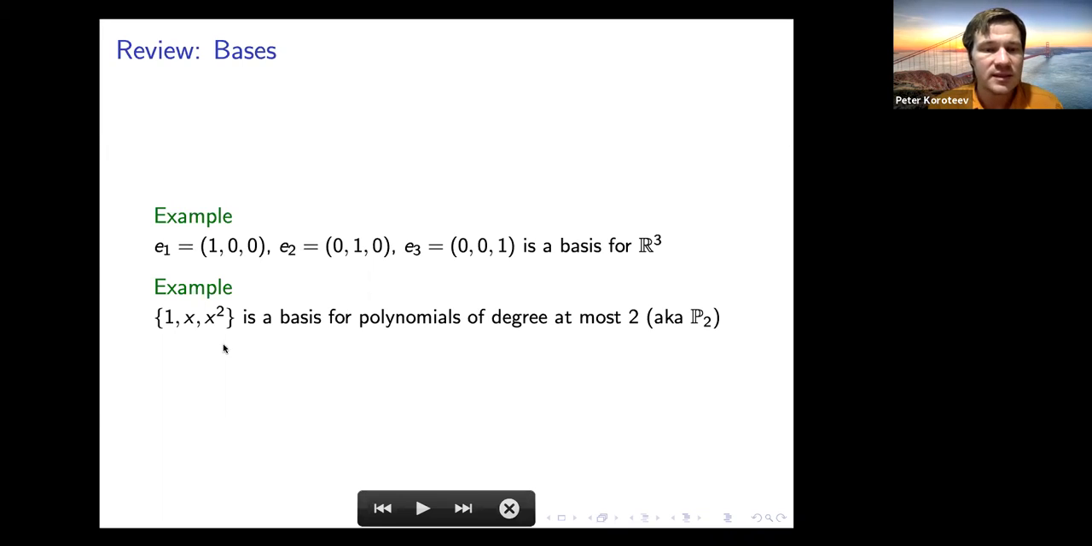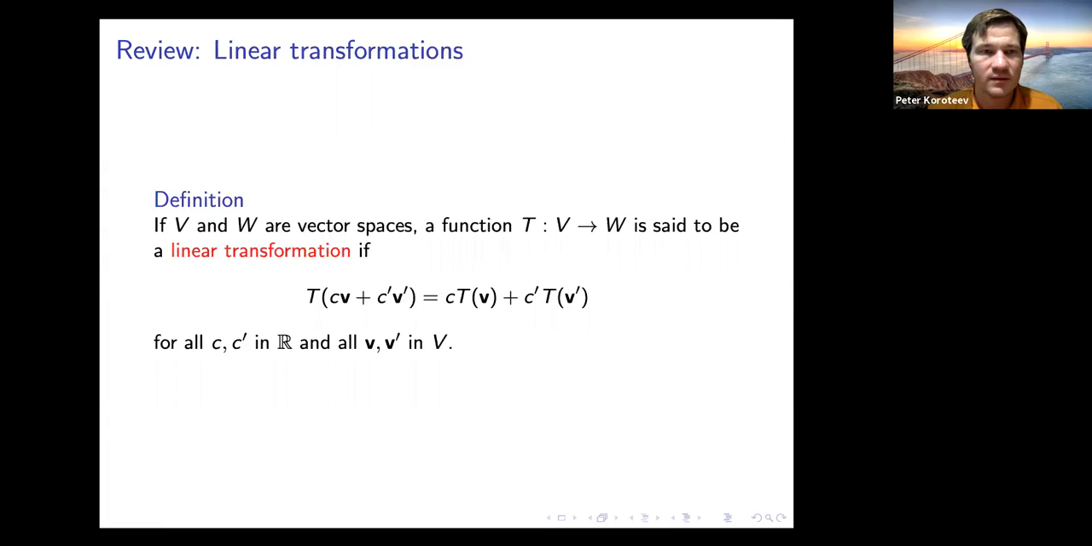Once again, the example 1, x, x squared is the basis of polynomials of degree at most 2. Definition of linear transformation: the transformation is linear if it behaves in the following way on two vectors, V and V prime in V, and this is how this linear transformation behaves.